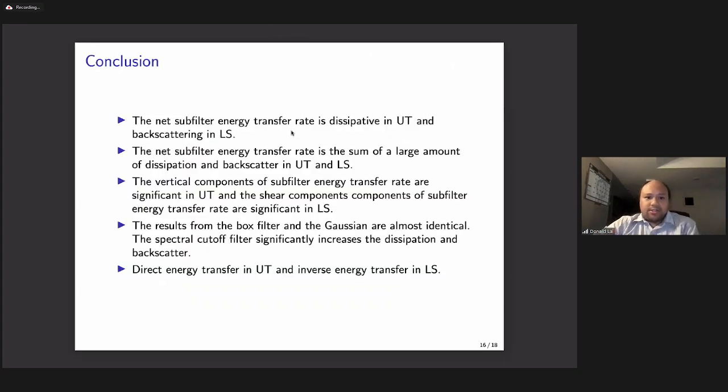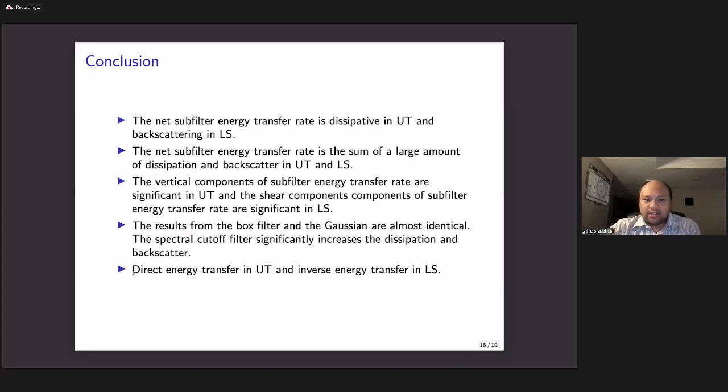So in conclusion, we could see that the net subfilter energy transfer rate is dissipative in the upper troposphere and backscattering in the lower stratosphere. The net subfilter energy transfer rate is the sum of a large amount of dissipation and backscatter in both the upper troposphere and lower stratosphere. And the result from the box filter and Gaussian is almost identical, and the color filter is just significantly bigger with the spectral color filter.